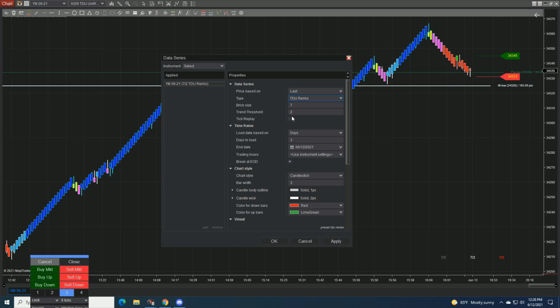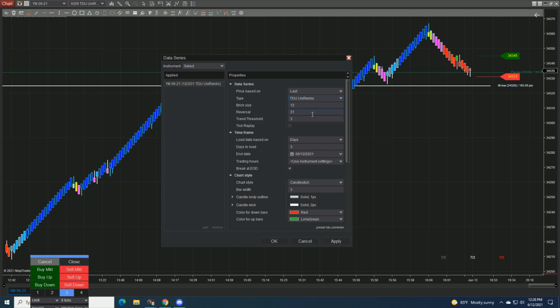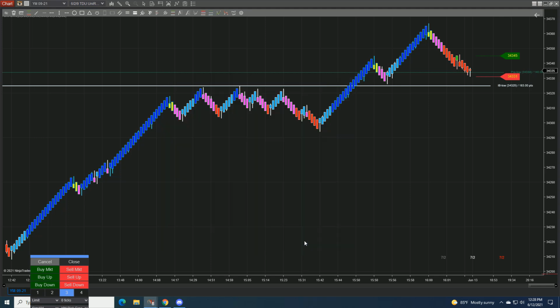Well, if we transition from the median Renko, in this case the TDU Renko, to a UniRenko, well, I pick up another variable. So I still have my brick size, I still have my trend threshold, but now I can decide what size of reversal I want to work with. So let me just demonstrate that a little bit here.